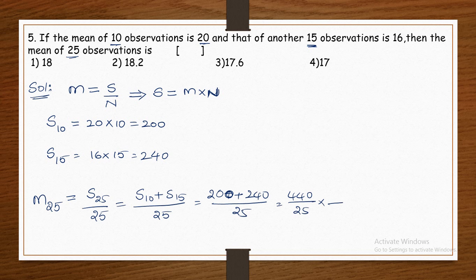Already in real numbers we know that if the denominator is made 100, then we can directly simplify it, right? 25 fours make 100, so in the numerator also we multiply by 4. 4 zeros are 0, 4 fours are 16, 1 is carried, 4 fours are 16, 17, divided by 100. The 00 gets cancelled, so directly I can write it as 17.6. So without actually dividing, I have found the value of the mean. The mean of those 25 observations is 17.6.